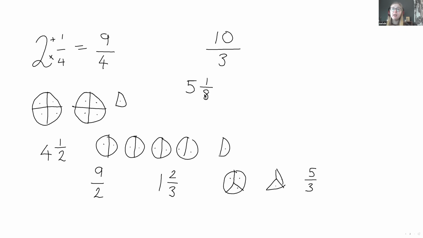If you did 5 times 8 is 40, add 1, gave you 41/8, then well done. Fabulous stuff. That's it. You can turn mixed number fractions into improper fractions.